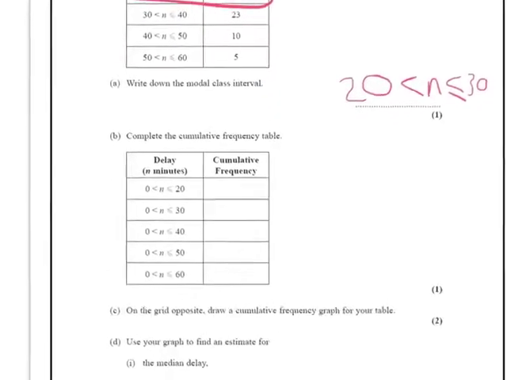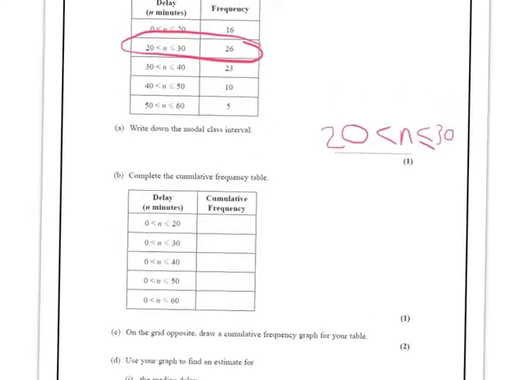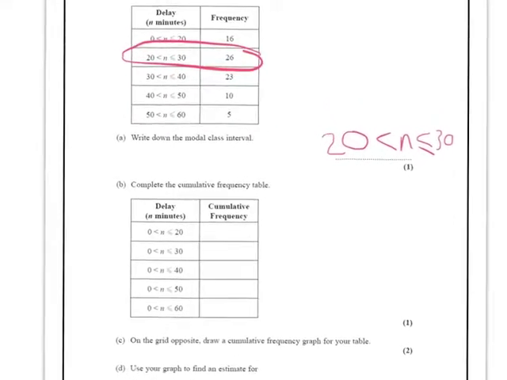Okay, next part of the question is completing the cumulative frequency table. Well, cumulative frequency is just basically the running total, and so we're just going to add up the values of the frequency in the previous tables as we go along. So the first one was just 16. That's nice and easy. The next one, we add on the next frequency, which is 26. So 16 plus 26 is 42. Then we're going to add on the 23 for the 30 to 40 group. 23 plus 42 is 65.